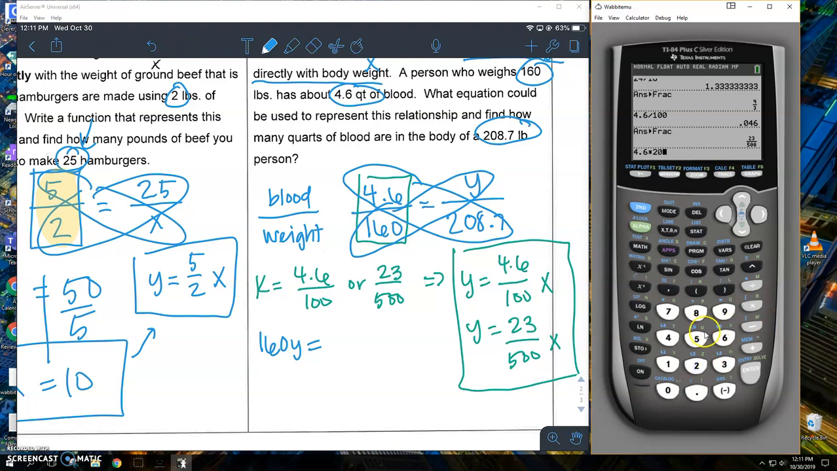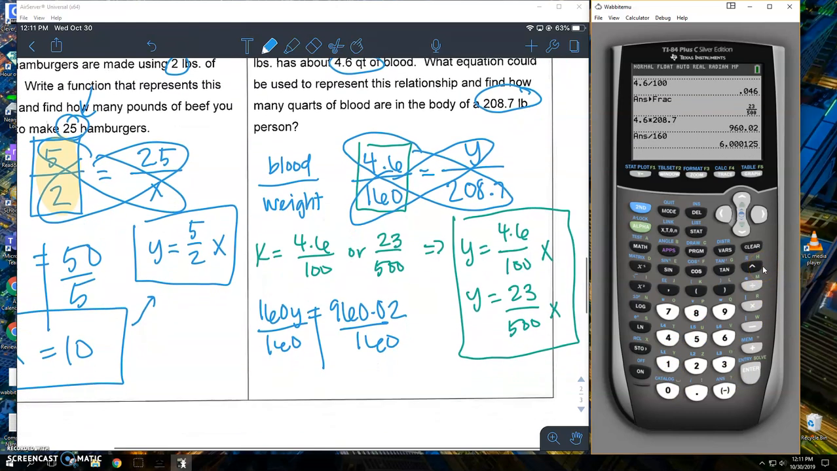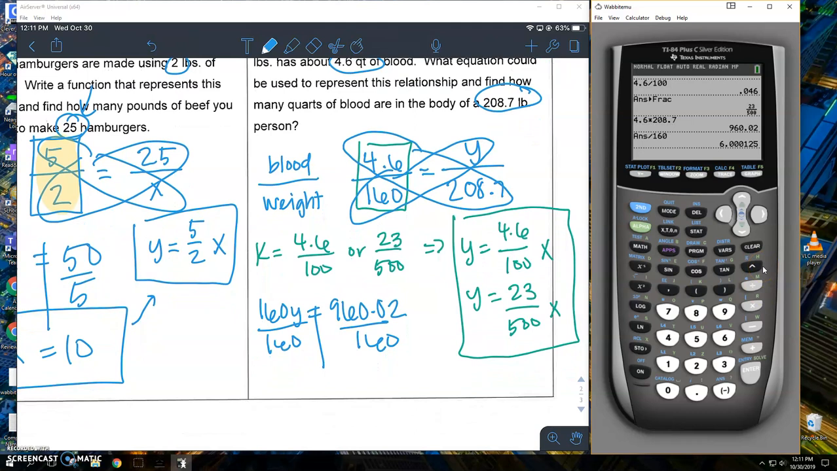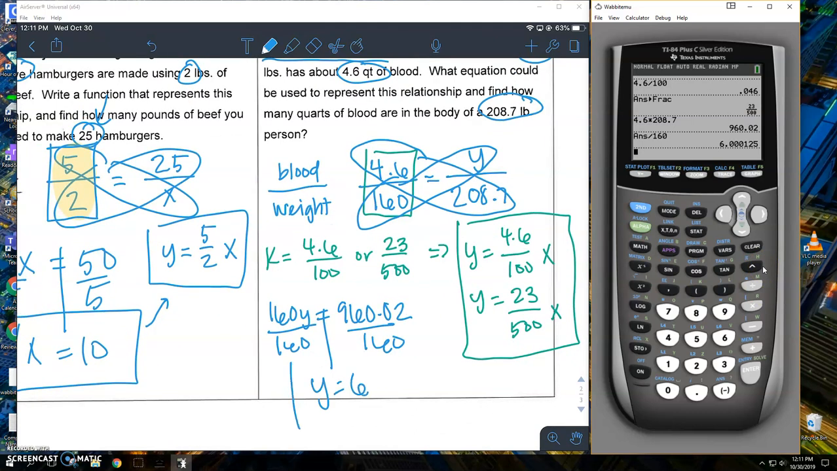4.6 times 208.7. And that equals 960.02. Now to solve for y, I'm going to divide by 160. And I get that y equals 6.000125. Okay, so I can round that to 6. So y equals 6. That means you'd have 6 quarts of blood in your body.